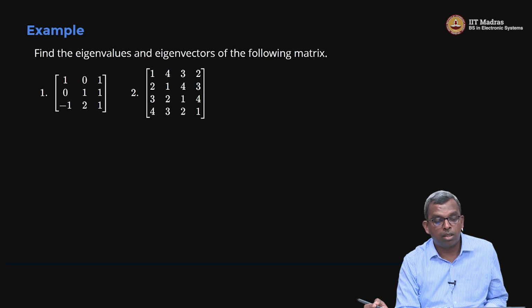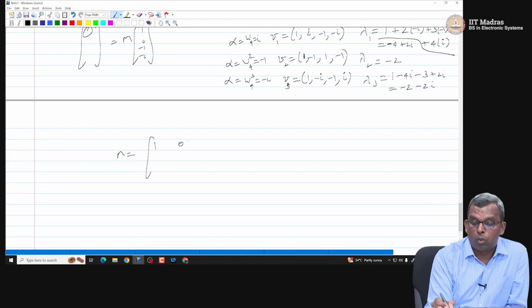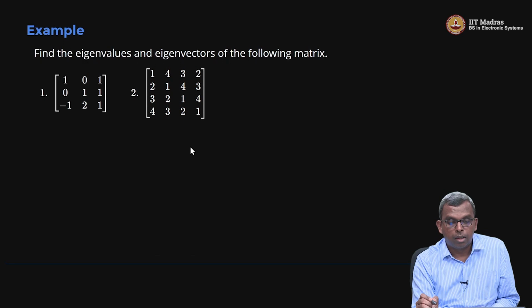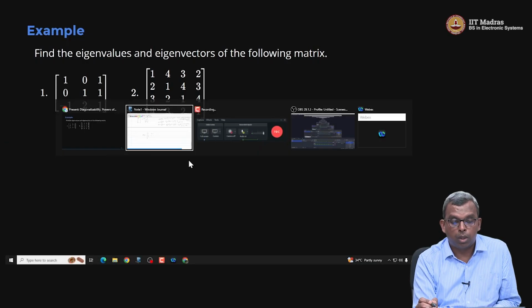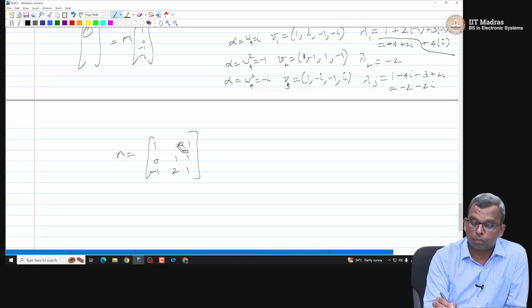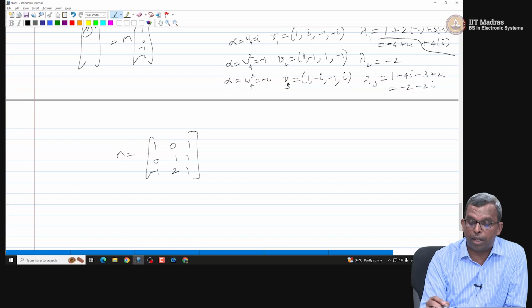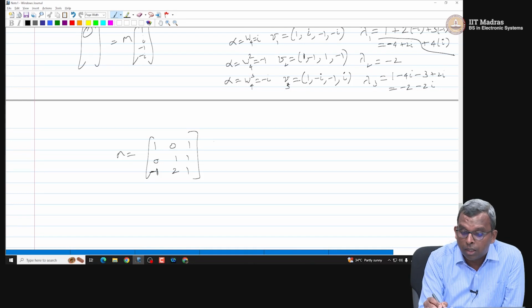Look at the next one: 1 0 1, 0 1 1, minus 1 2 1. On the face of it, it looks like you have to write formulae and all that, but let's try something else. The first thing you should try is row sum. If you row sum, you see that the row sums are all 2, 2, 2 here.